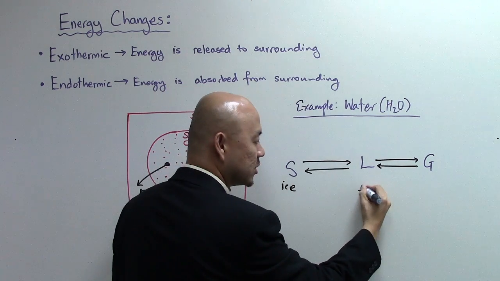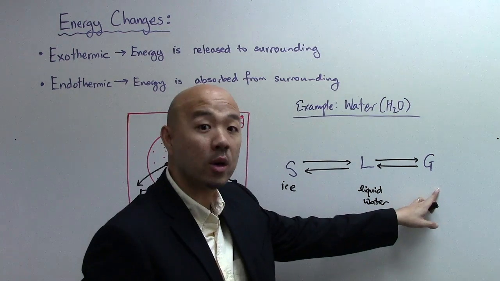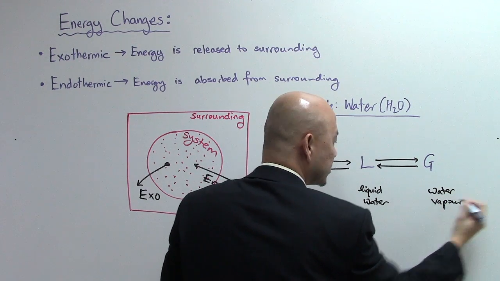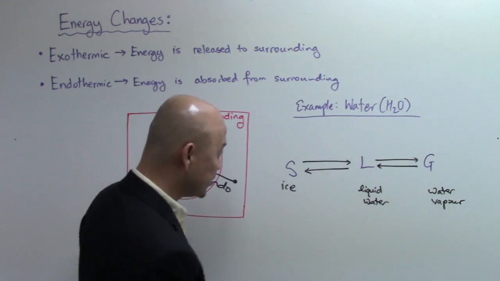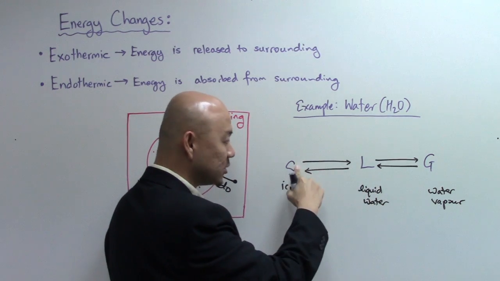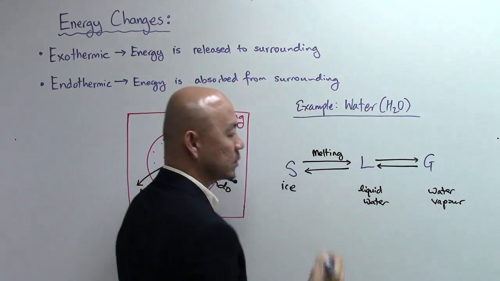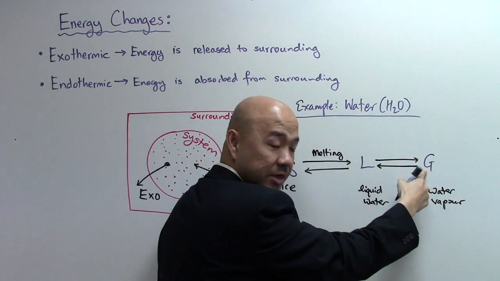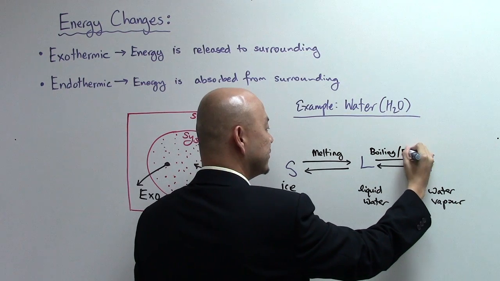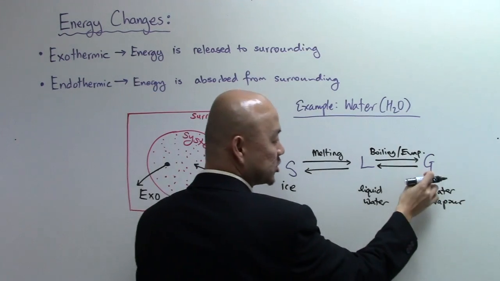In liquid, obviously we call it liquid water. And this will be your water vapor, or your steam. So what happened over here is, from ice to liquid water, from solid to liquid state, we call this melting. From liquid to gaseous state, we either do boiling or we do evaporation.